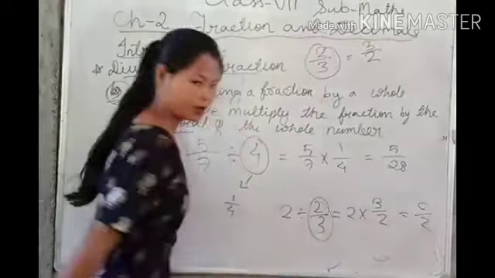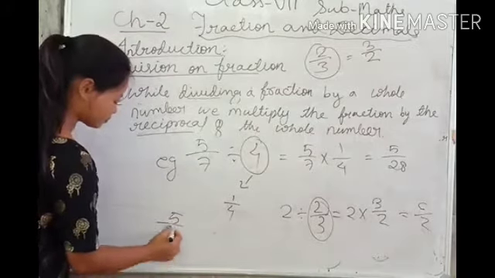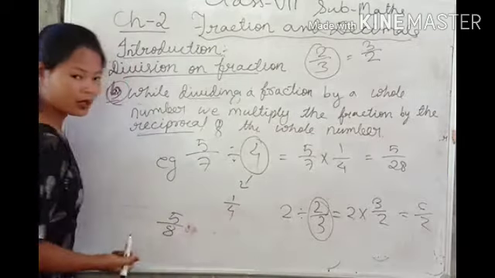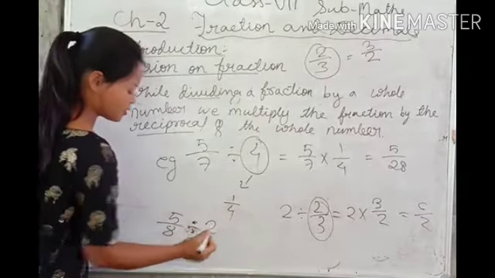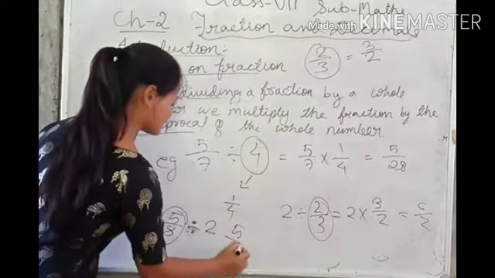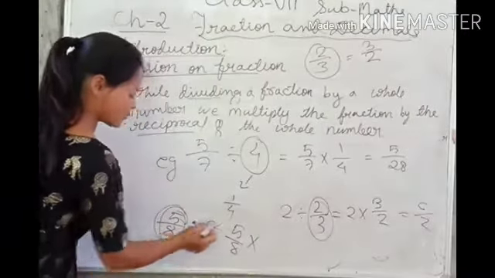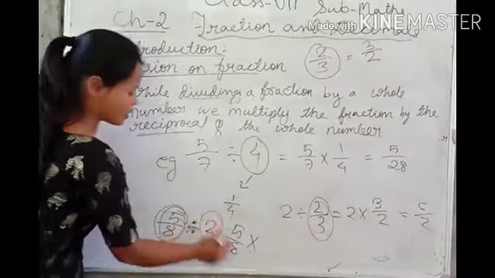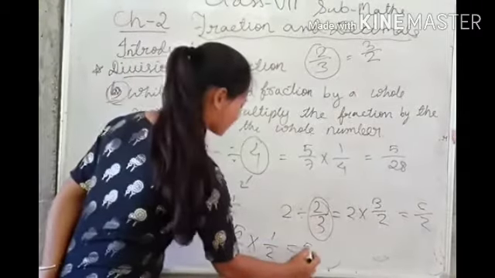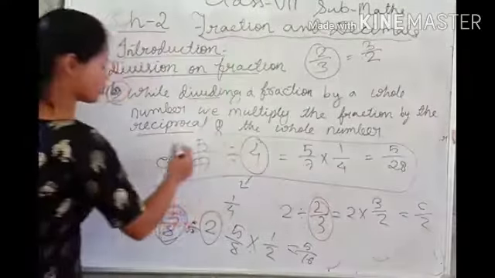6 upon 2. Now again for the next, if you divide a fraction with a whole number, what will you do? The first part you will keep as it is, and the second part, this divide will convert to multiply, then this part will become the reverse, 1 upon 2. So here the answer will be 5 upon 16. You have to write only this example in your notebook if you're writing.